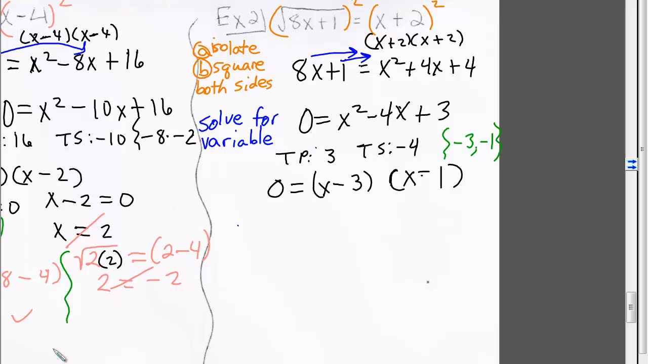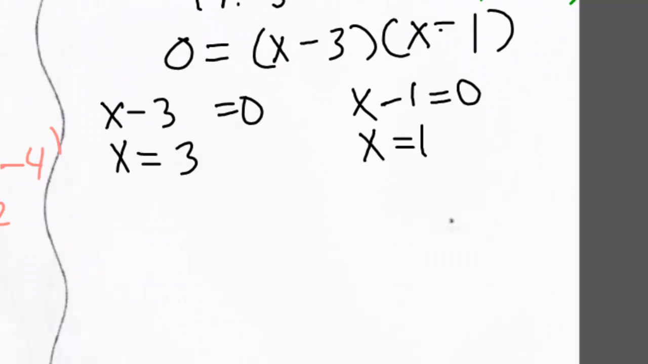The target product is 3. The target sum is negative 4. Set each factor equal to 0, x minus 3 equal to 0 and x minus 1 equal to 0, and solve. My two possible solutions are x equals 3 and x equals 1.